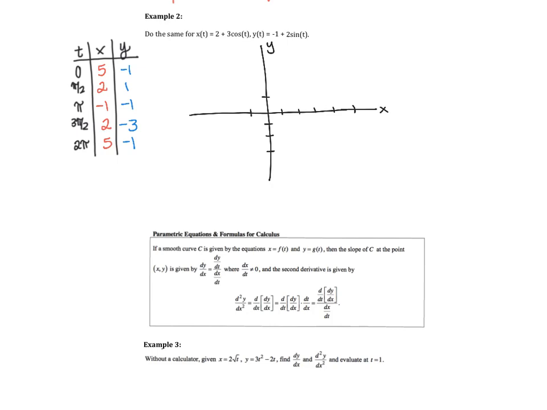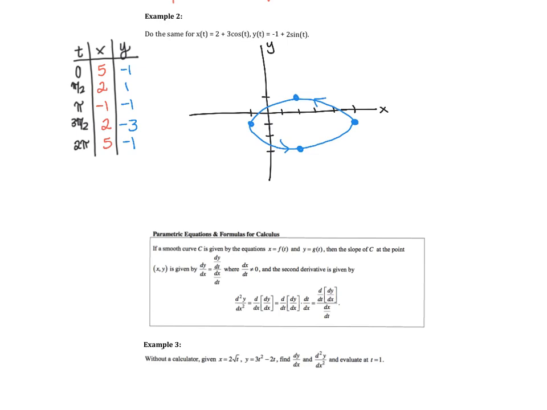All right, so let's plug in these points. So I have 5, -1, then 2, 1, then -1, -1, then 2, -3, and then back to 5, -1. So if I'm following these points, we're going in that direction, and I can make an arrow there to indicate direction. You can also put another arrow if you wanted to continue that direction.